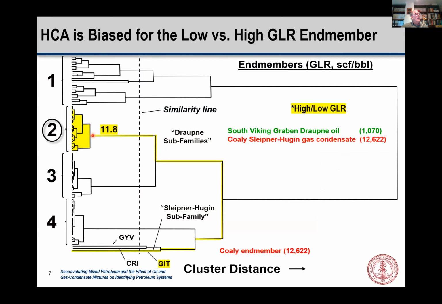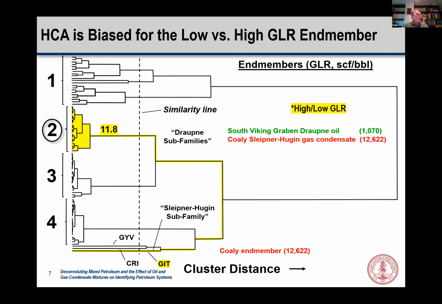hierarchical cluster analysis. Hierarchical cluster analysis really is designed, it's best applied to oil families where each family has one source rock for the origin of that oil. When you start getting mixtures, things get more complex, and that's why this is becoming misleading. You see the end member here is the Coley end member.